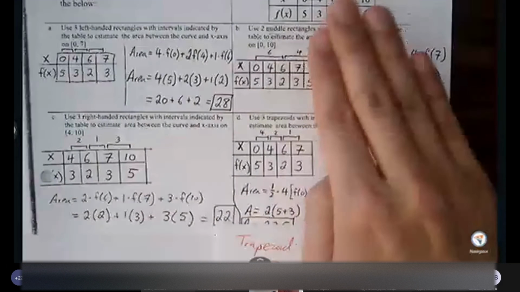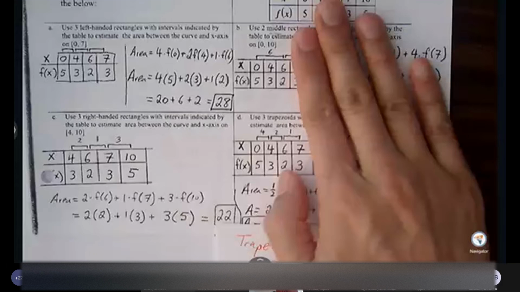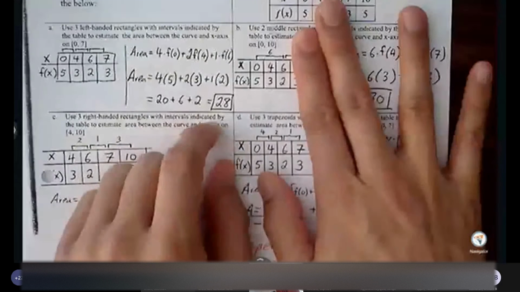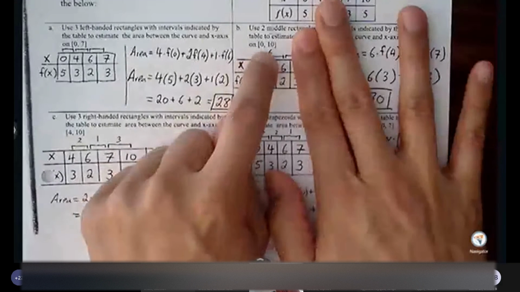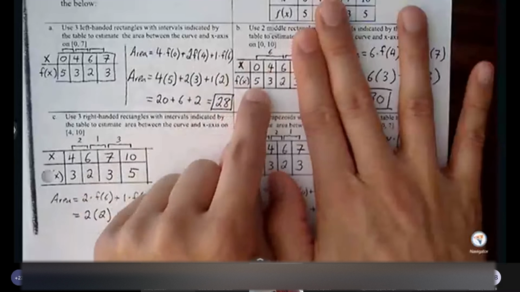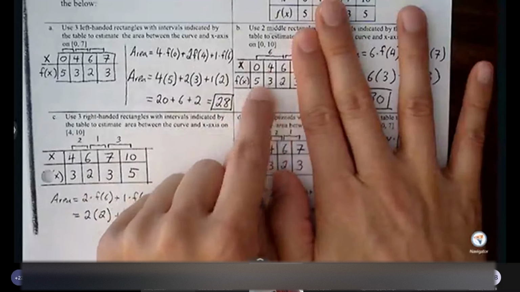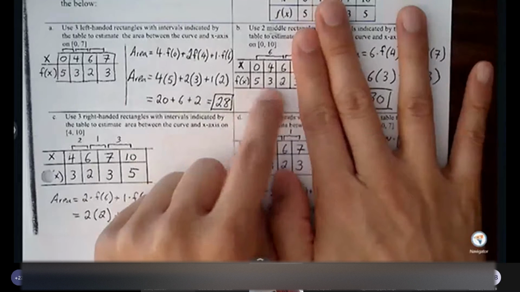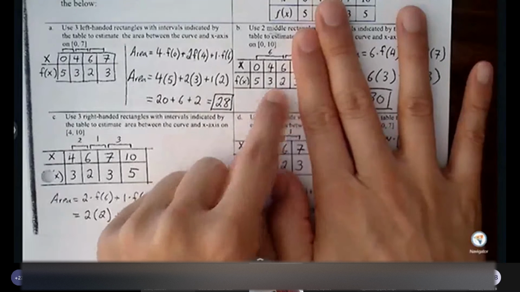But let's say your subinterval had 3 ordered pairs, right? And you want to use trapezoid. Then you'll say 1/2 times 6 times 5 plus 2. We don't add up all the heights in between. We only choose the ones at the end.